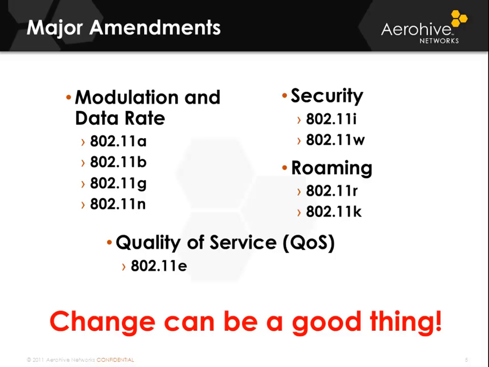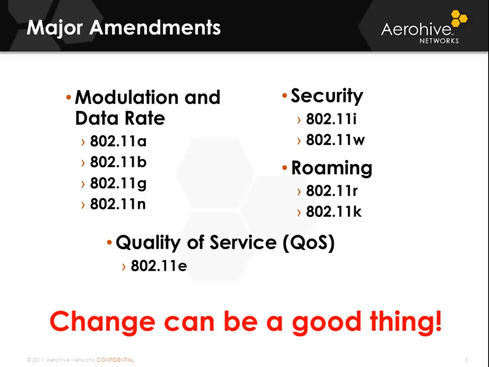The major amendments under which we operate in wireless LAN configurations are as follows. For modulation and data rate, 802.11a, b, g, and n were developed. 802.11a and b were ratified in 1999. 802.11b was an enhancement over the original 802.11, which allowed high rate direct sequence spread spectrum as well as backwards compatibility with legacy 802.11. 802.11a introduced data rates of up to 54 megabits and a new modulation technique to Wi-Fi called Orthogonal Frequency Division Multiplexing.